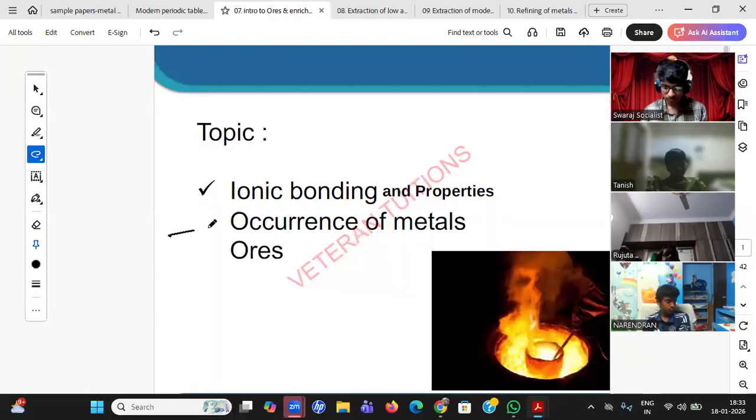Okay, students. So with that, we have completed ionic bond and its properties also. Now we are moving to occurrence of metals and its ores. Where are these metals found? In which way are they found? How to make them pure metals? That is what we'll see. Okay, it is an important chapter, sir. It is in the yellow zone.